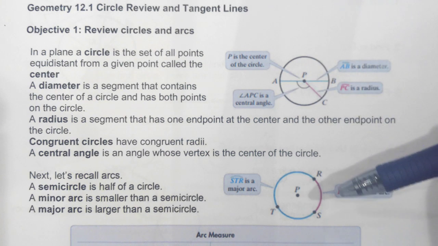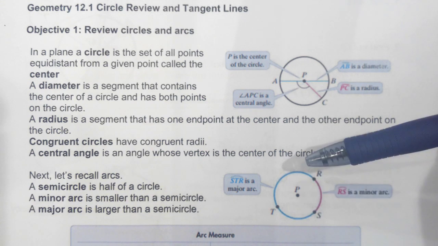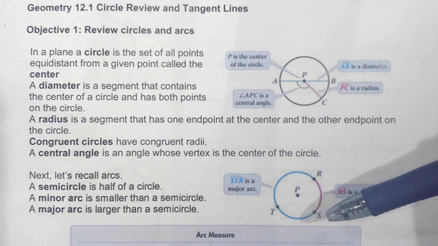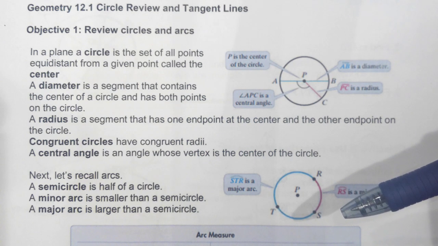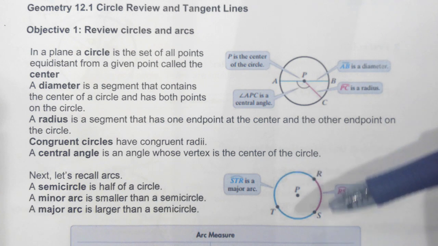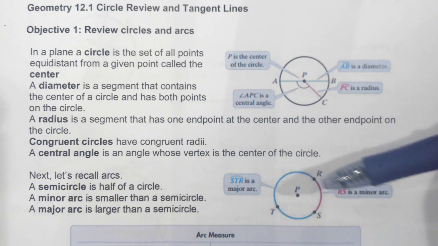And then remember we talked about arcs as well. A minor arc is less than half of the circle. A semicircle is exactly half the circle, and a major arc is bigger than half of the circle. You name minor arcs by 2 points. You name major arcs with 3 points.